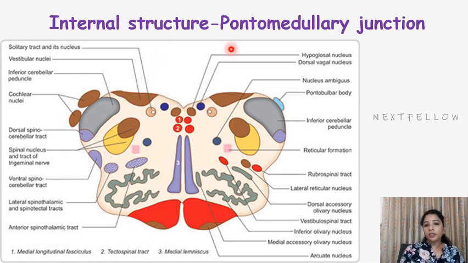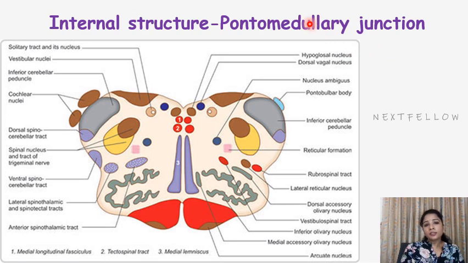This is at the pontomedullary junction. In the cross section of the medulla at the pontomedullary junction, the distribution of grey matter is similar to that of the inferior olivary level, except the inferior vestibular nuclei is replaced by the lateral vestibular nuclei at this level, and cochlear nuclei are seen at this level. So laterally we appreciate the cochlear nuclei, which are not seen at the level of the olives, and the remaining things are the same, and the white matter is analogous with the inferior olivary level.